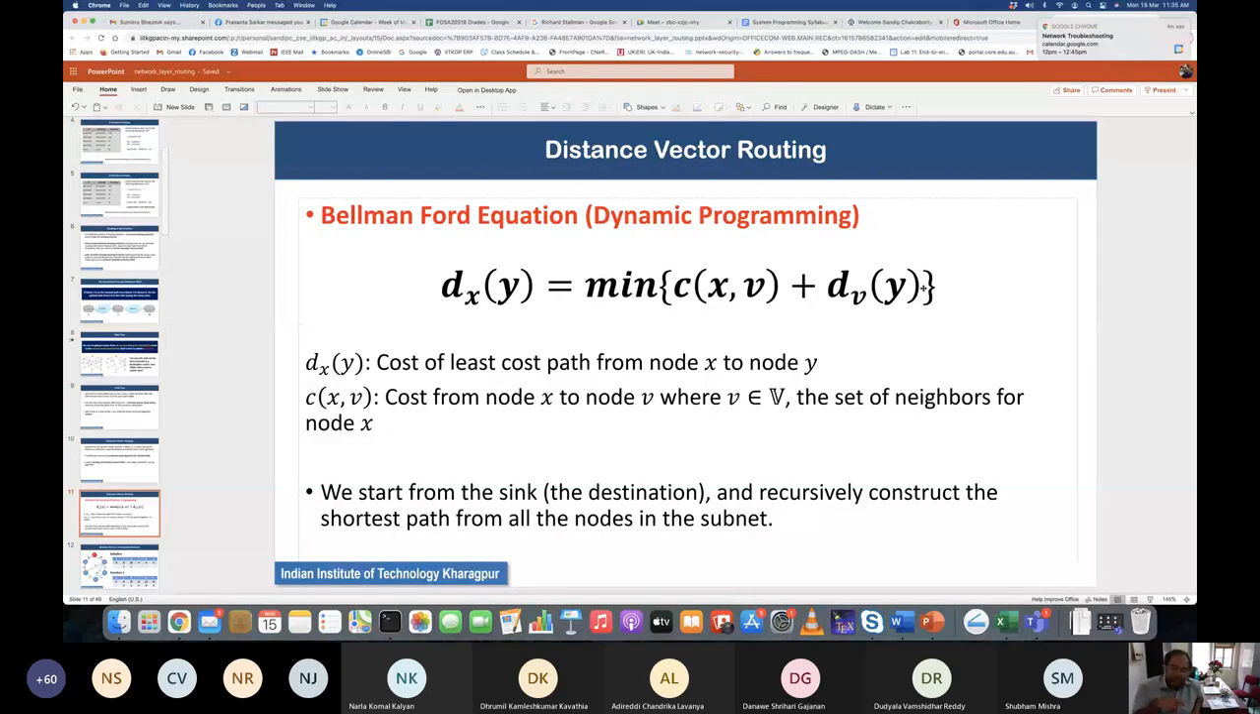But here we will do the reverse in the case of the internet. We will start from the destination, and recursively construct the shortest path from all the nodes in the subnet, based on the sink tree idea. That is the modification we are making while implementing the distributed version of the Bellman-Ford algorithm. We will see why we are doing it from the sink. Starting from the sink gives us a more robust way to optimize the path calculation. In the standard dynamic programming approach you start from the source, but here we start from the sink.